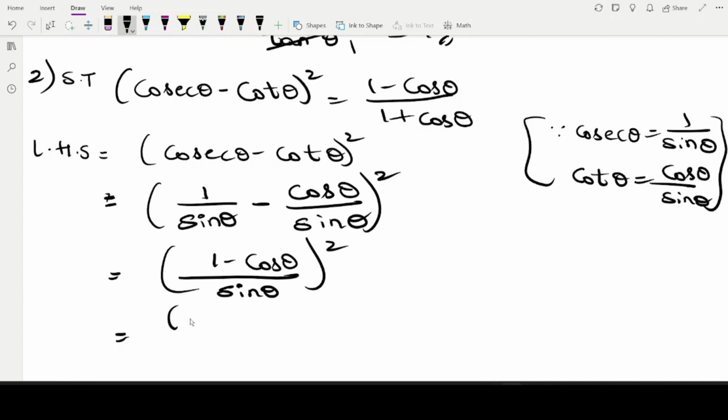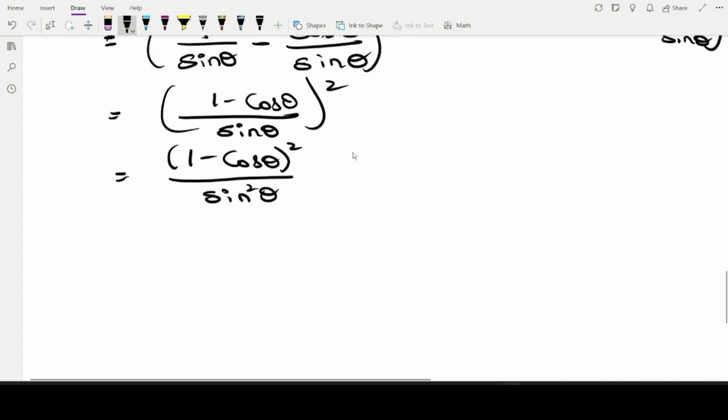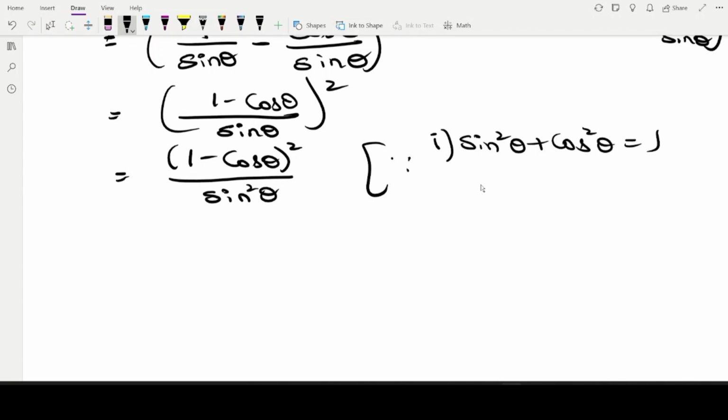Now you can split them. So this becomes (1 minus cos theta) whole square divided by sin square theta. So we know from identity 1, sin square theta plus cos square theta equals 1. So if you want the value of sin square theta, you shift the other term to the other side. This becomes sin square theta equals 1 minus cos square theta.